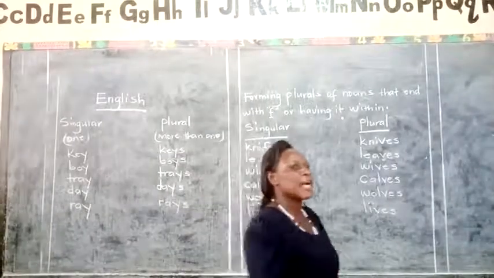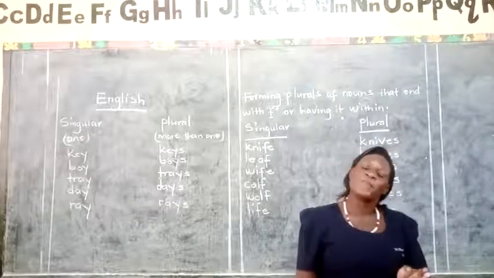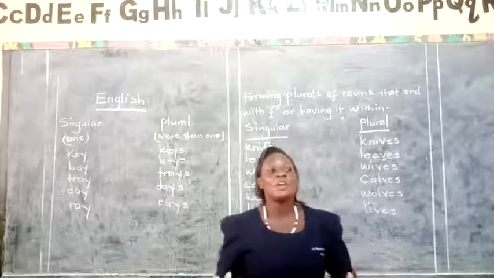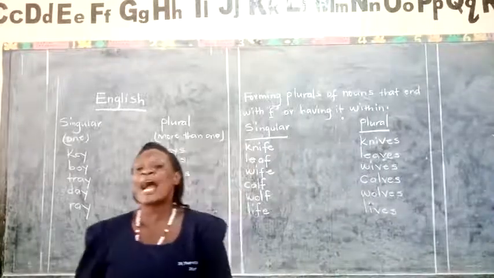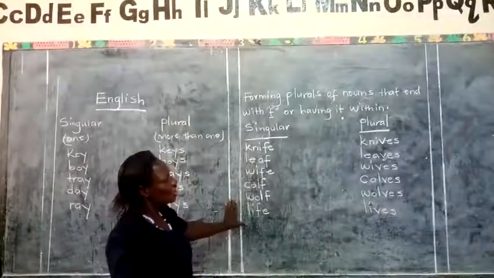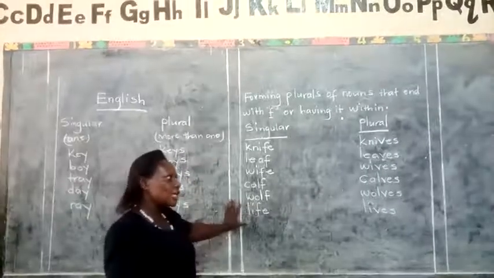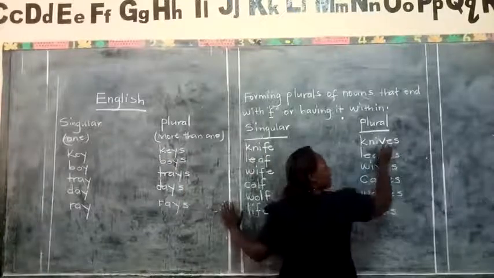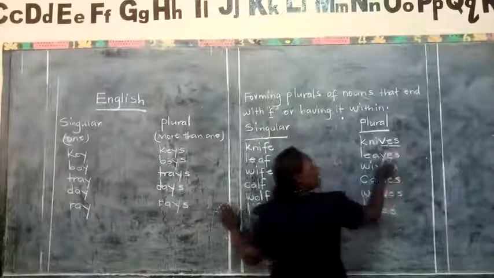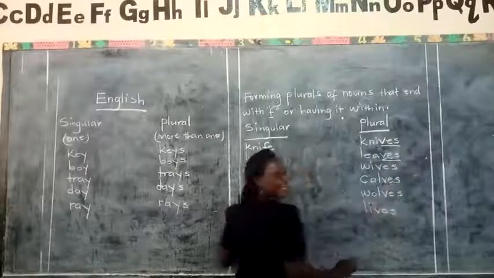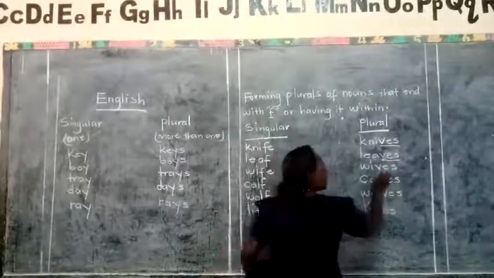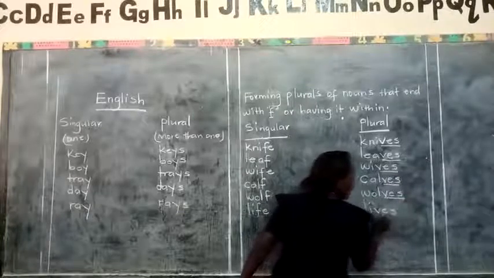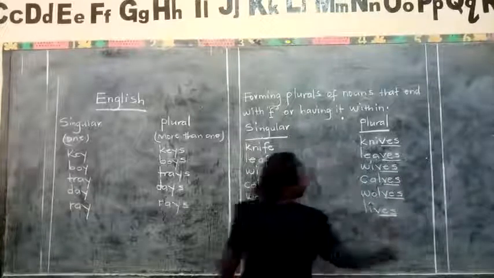Okay, those are some of the nouns which have letter F within themselves or at the end. And when we are changing them from singular to plural form, that letter F is changed and it is replaced with V-E-S, as we have done here. I have underlined, but for you, don't underline.